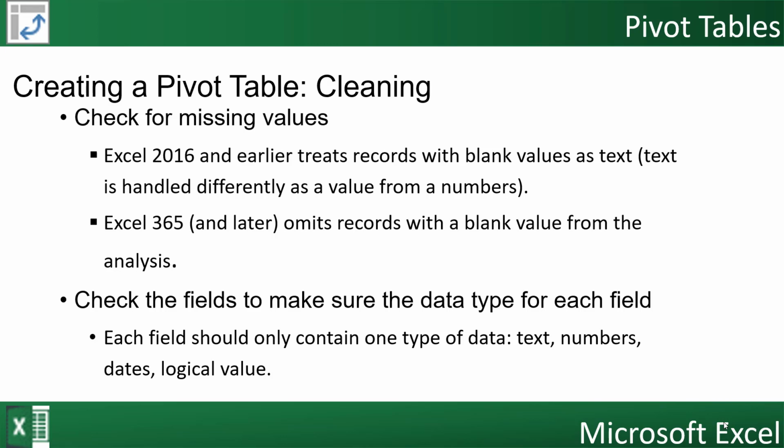For example, some statistical calculations such as average, standard deviation, and variance are heavily dependent on the data values, and zeros tend to skew the results. In Excel 365 and Excel 2019, Excel omits any missing values from the calculation.